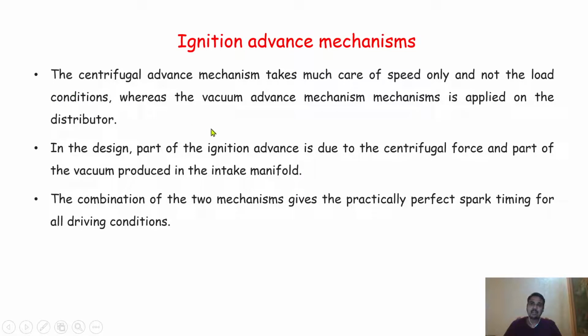The centrifugal advance mechanism takes care of speed only and not the load condition, whereas the vacuum advance mechanism is applied on the distributor. So in the design, part of the ignition advance is due to the centrifugal force and part to the vacuum produced in the intake manifold. The combination of the two mechanisms gives practically perfect spark timing for all driving conditions.